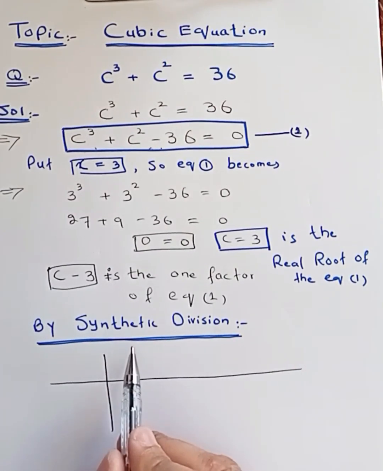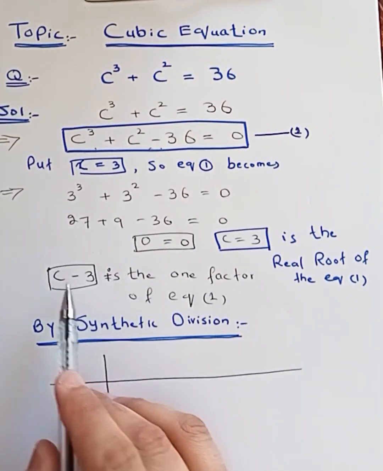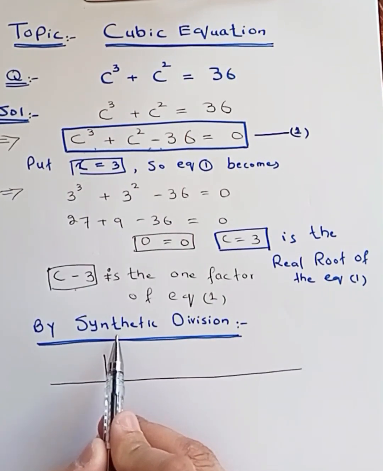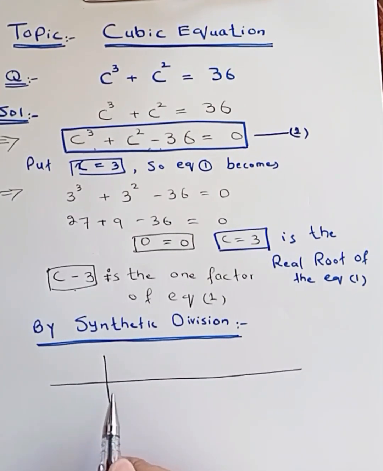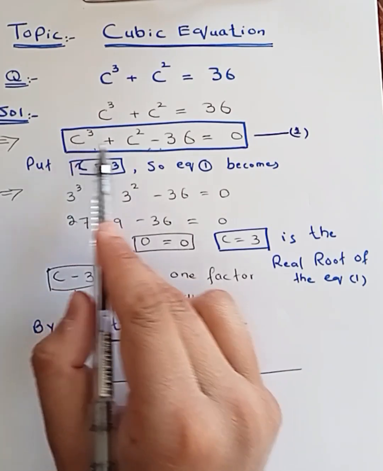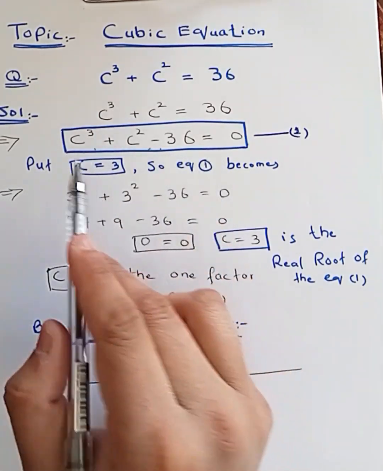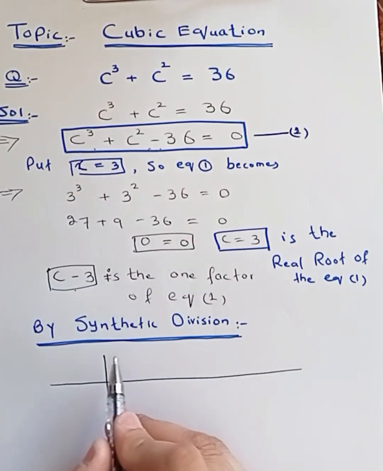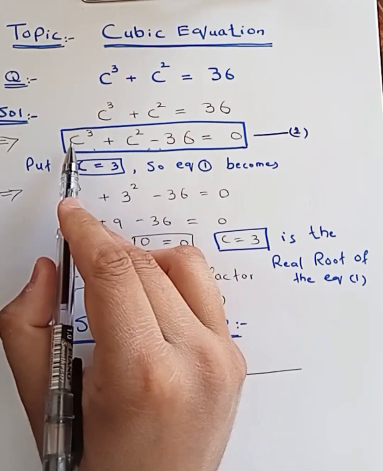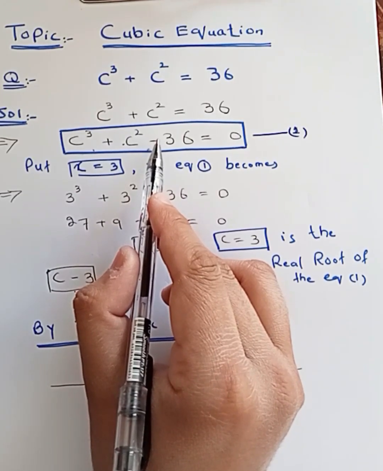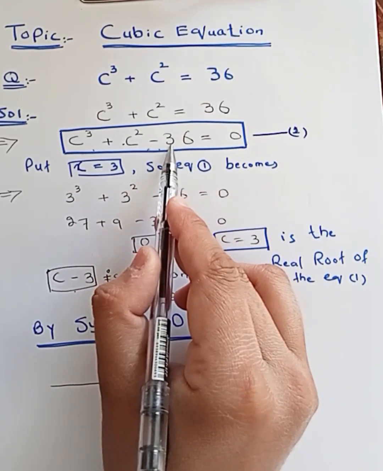Now we will try to find the next factor by synthetic division. c minus 3 is the one factor which we have found. For the beginners, if they don't know what synthetic division is, let's go for synthetic division. In equation number 1, c cube plus c square minus 36 is equal to 0, in synthetic division we only write the coefficients of each term on the top. So we have c cube coefficient 1, c square 1, but c is missing, so we will write 0, and then the constant minus 36.